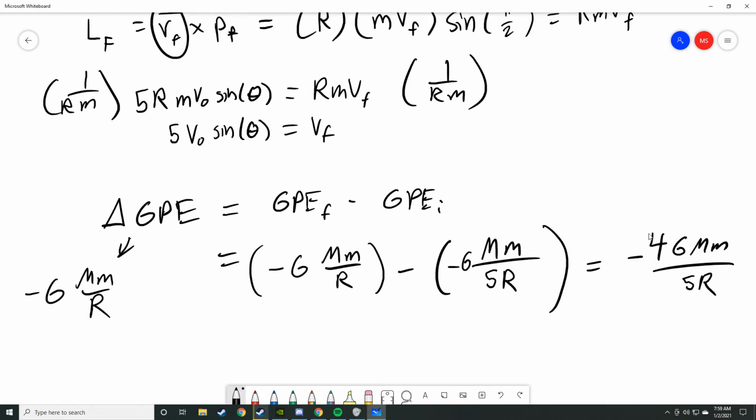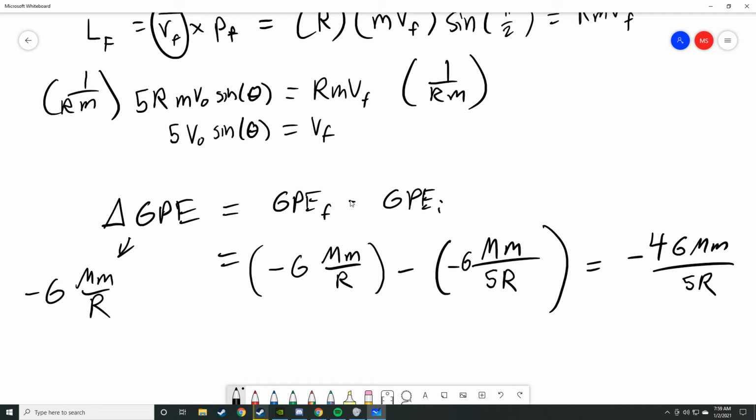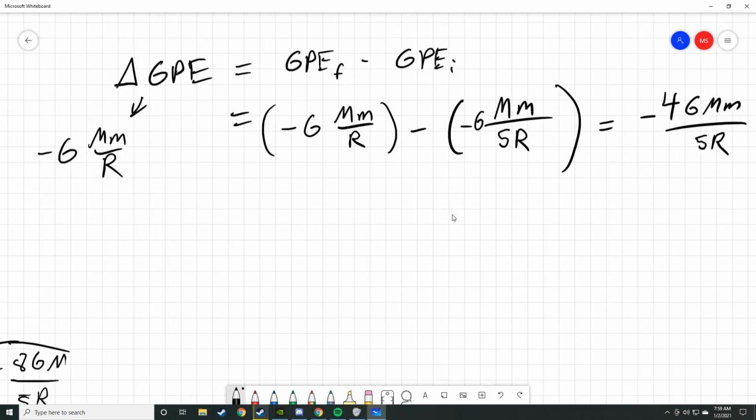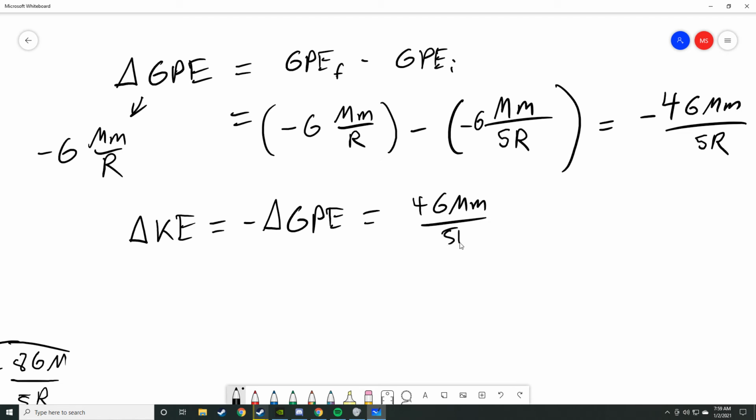Now, this result, why is it negative? Well, this is the change in gravitational potential energy. That's why we did final minus initial. And so we are losing gravitational potential energy, right? And where is the energy going? Well, we know that mechanical energy is conserved in this system, so that energy is going to kinetic energy. So now we can just say that the change in kinetic energy is equal to the negative change in gravitational potential energy, which is equal to 4 G M m over 5r.